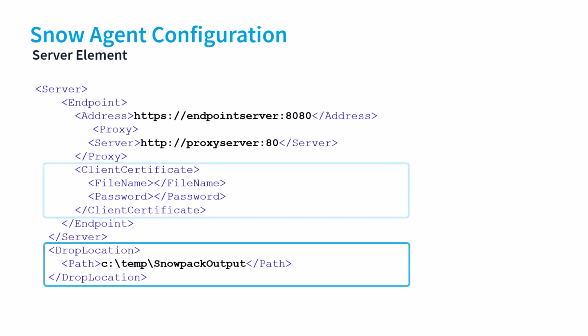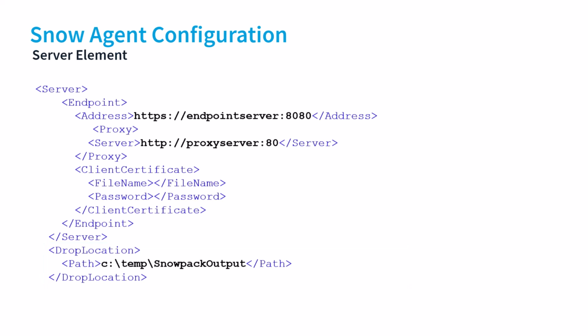I also want to mention a related tag here called drop location. It is also related to sending Snowpack files, but acts as a secondary target, allowing you to send a copy of each created Snowpack file to a folder or an endpoint. You can have multiple drop locations configured, and unlike the server endpoints, all configured drop locations will receive a copy of the Snowpack files.